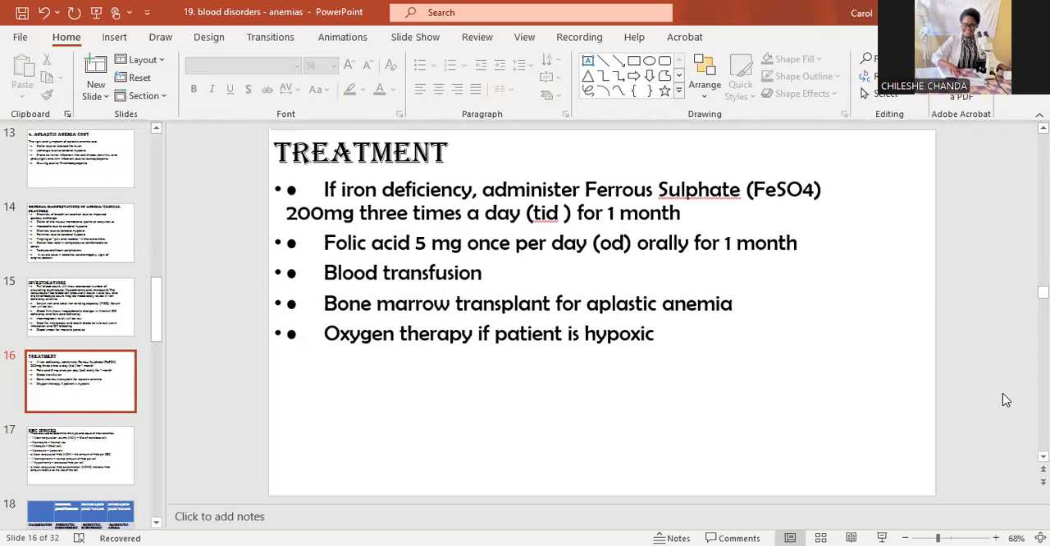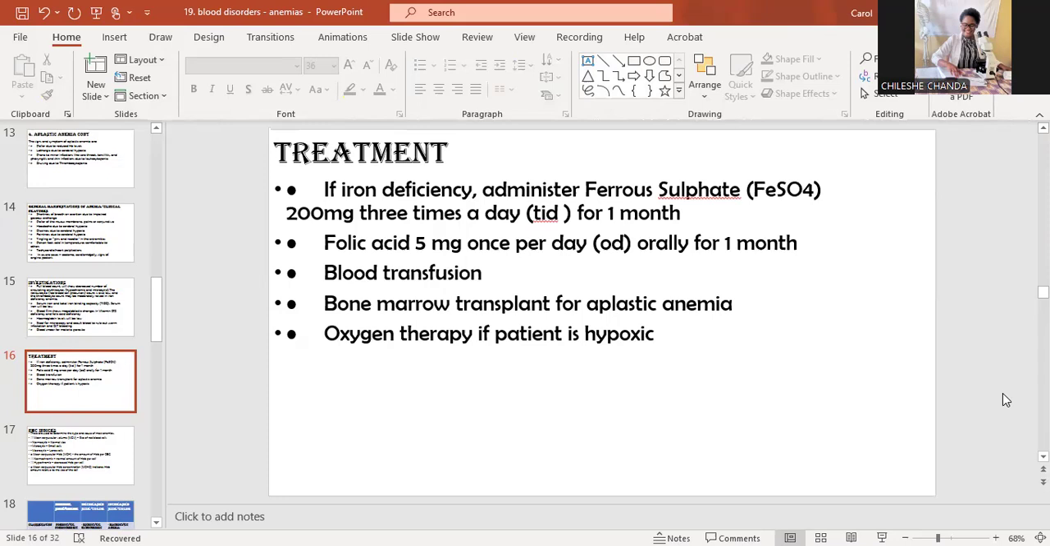All right. You give blood transfusion in this human being, and then you start giving drugs that will help in the production of red blood cells, including folic acid. Folic acid 5 milligrams once a day per oral, okay, for at least a month, depending on the severity of the condition. It could be 2 weeks, it could be 1 week, it could be 1 month, all right?